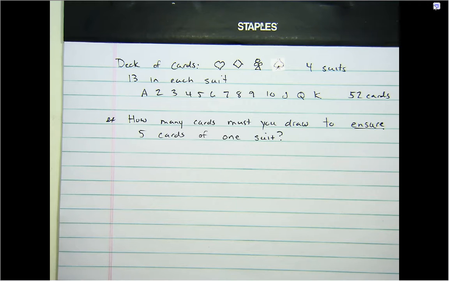Okay, so think this out. Think about if you keep drawing cards and you don't get 5 cards of one suit. How long can that go on for? How long is it possible to keep drawing cards and not get 5 cards of one suit? And then when does it happen that you have to have 5 cards of one suit? Okay, so we work that out, see what we can get. Anybody know? This is a harder one.